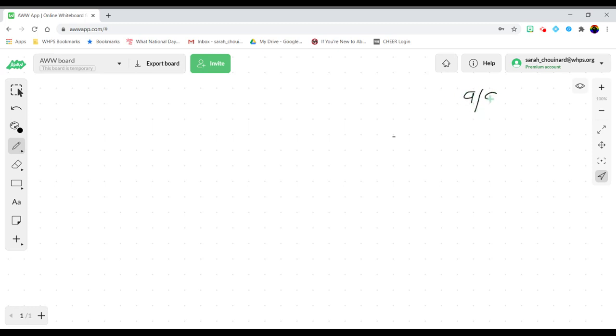So I'm recording this on the 9th. So I'm going to start with my date at the top. You want to change the date to fit the day that you're taking your notes. The next thing you want to put is the I can statement.